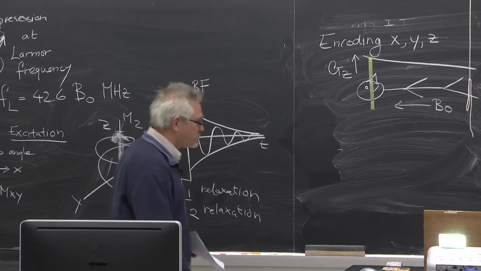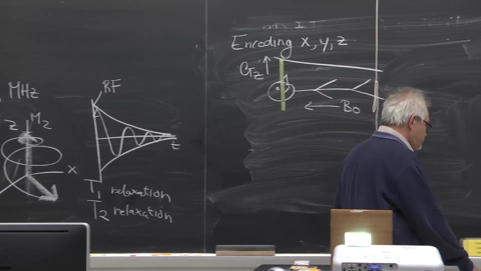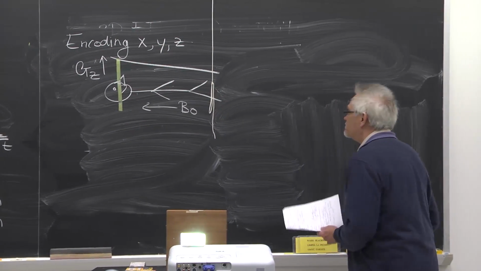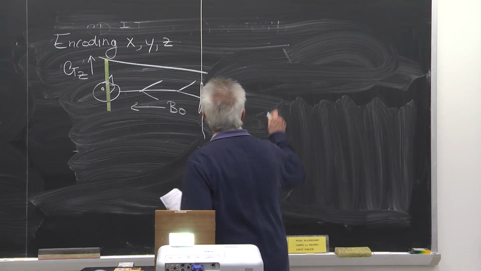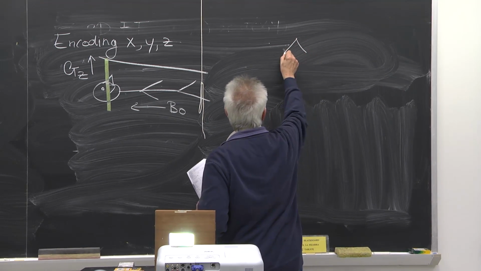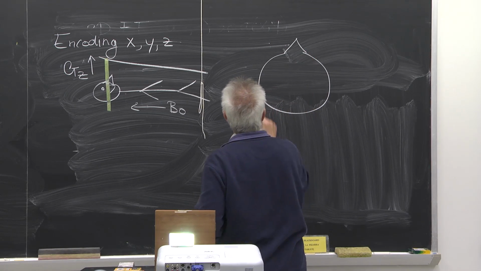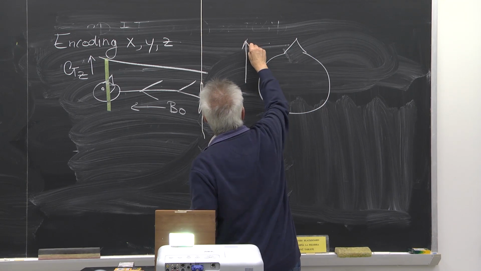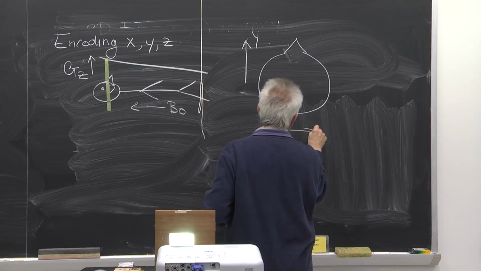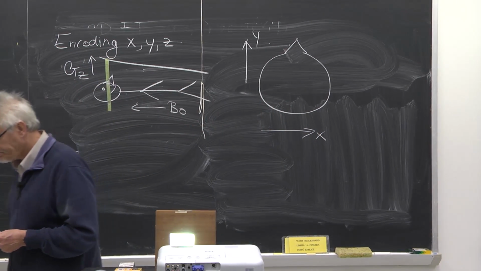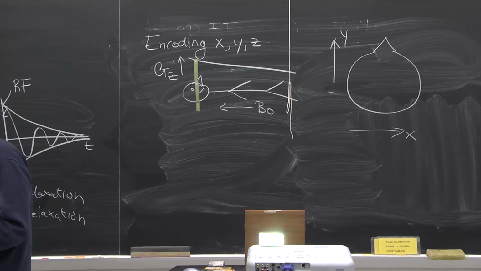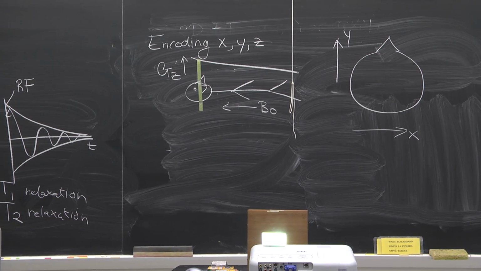So the next thing that we need to do is to see, now we know that it is coming from the slice, can we do something also, if this is the slice, and this is the Y direction, and this is the X direction, can we do something to encode that? And the answer is absolutely.